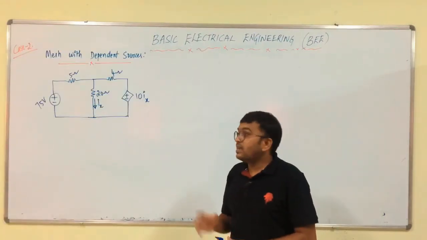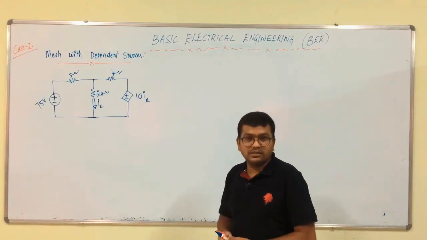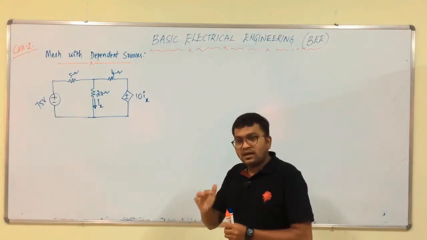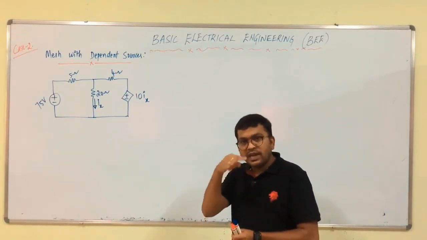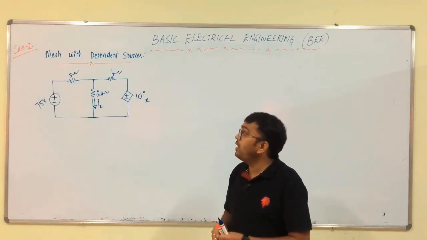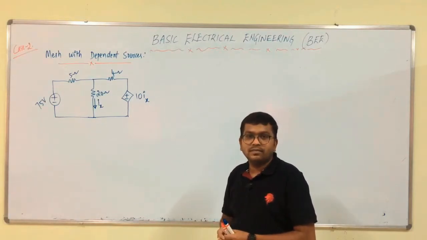Now, we have to discuss the different case, that is case 2, mesh with dependent sources. In the previous case we had a mesh consisting of one independent current source in one of the branches. But in this case we have a mesh with dependent sources. Then how to solve this type of problem?